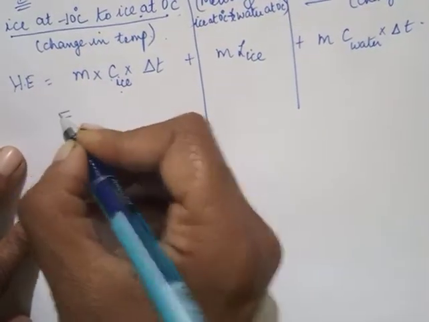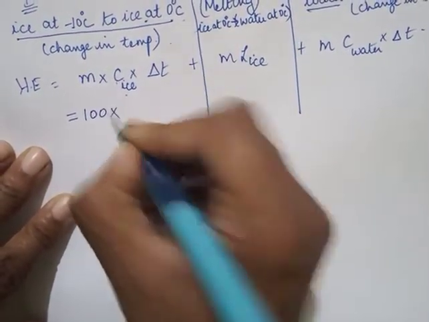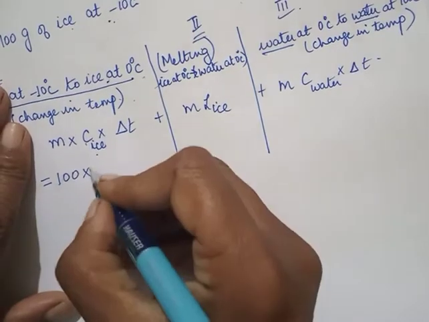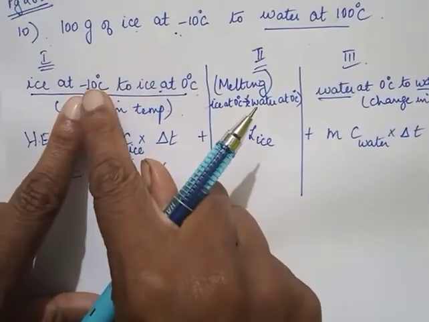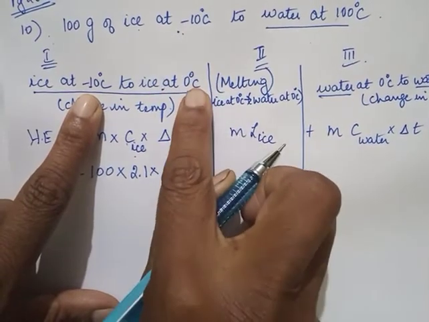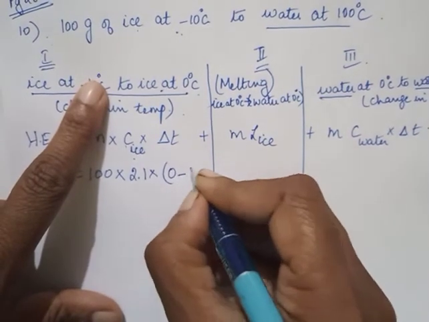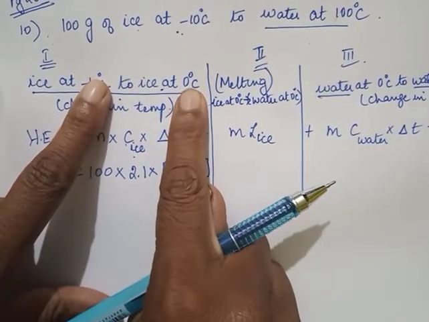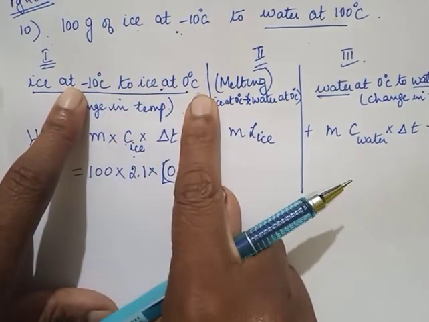Now all the values are given. You have to substitute. So the mass is 100 grams in all three, into C of ice, which as I showed you is 2.1 joule per gram per Kelvin. So 2.1 into what is del T, the change in temperature? Ice has to change from minus 10 to 0. So change in temperature will be higher minus lower. This is higher and this is lower. So 0 minus of minus 10. Hope you're getting it. From minus 10, it has to reach 0.